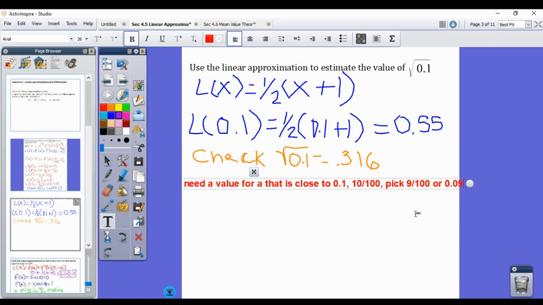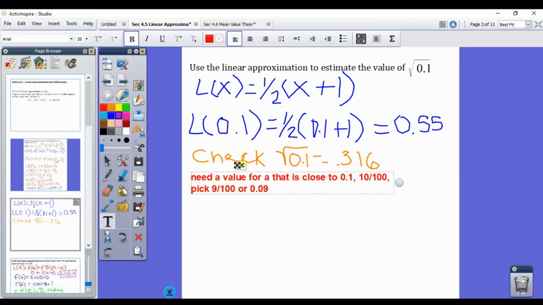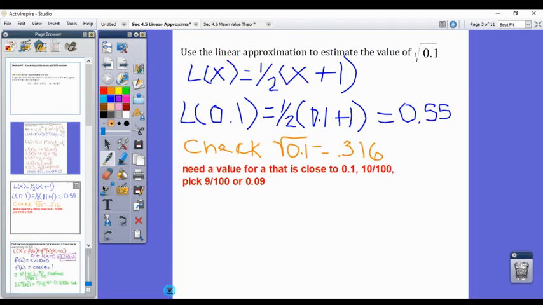Okay. And now you might be asking yourself, well, Ms. Mack, how do you know to pick that? And it just comes with practice. And is that the only number that I could pick? No, but it's really close to 0.1. So let's do that.